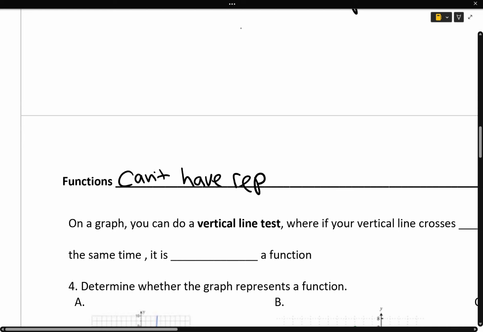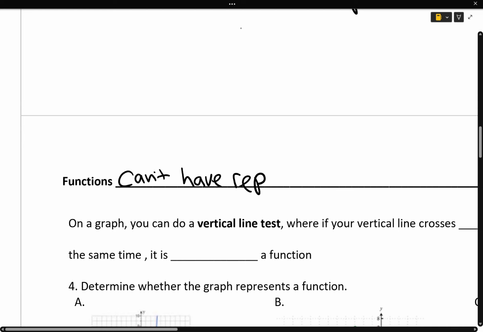Now, when we have a graph, we can't just look at the set of x's and y's without having to write them down or using technology. So what we do instead is use a vertical line test, and to see how many times the vertical line crosses the graph. Now, if our vertical line crosses 2 or more times, it is not a function. Kind of like having an x repeat. You can't have that. That's a no-no.